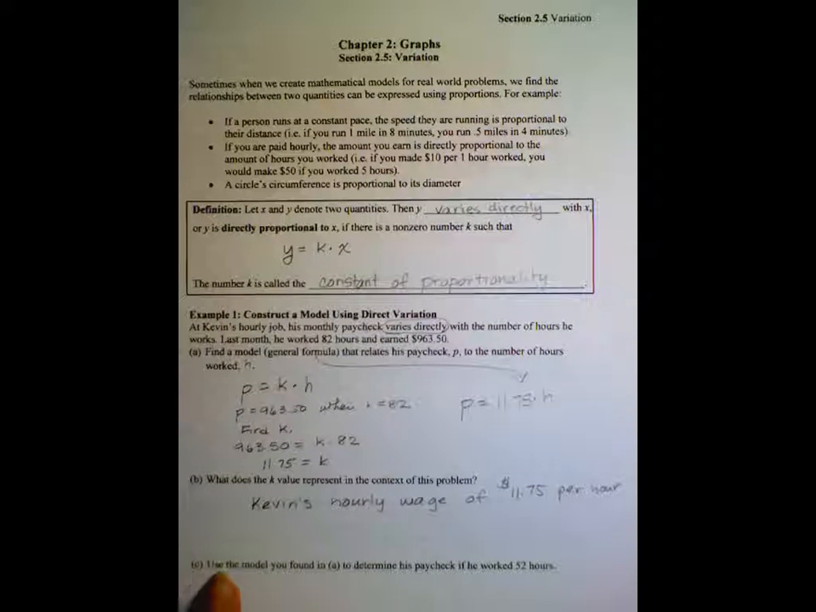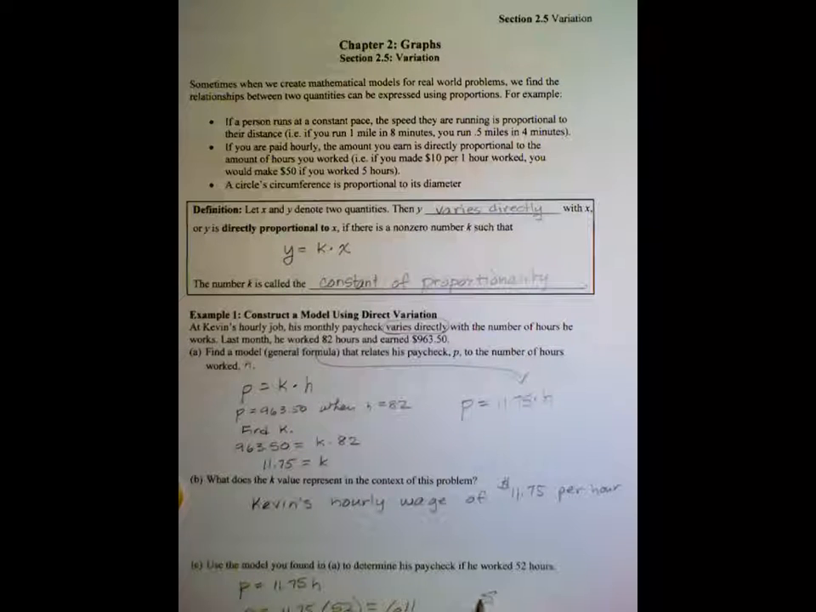Now it says to use the model we found in A, P equals 11.75h, to determine his paycheck if he works 52 hours. So P equals 11.75 times 52, and that comes out to be $611. In other words, he'll make $611 if he works 52 hours.